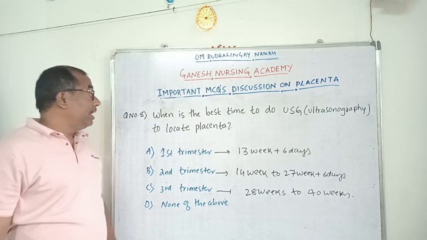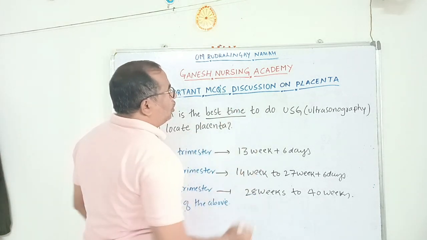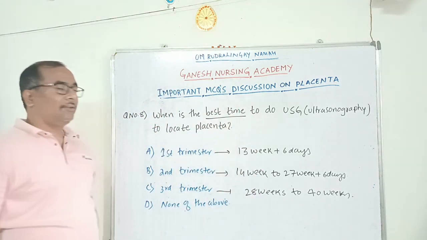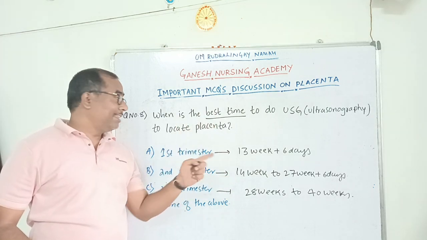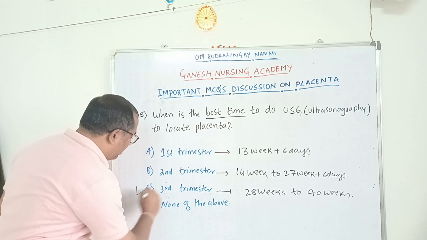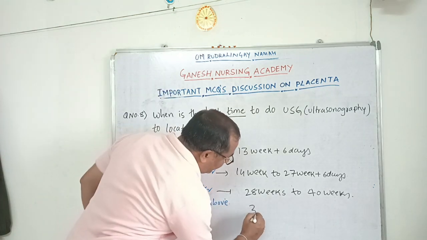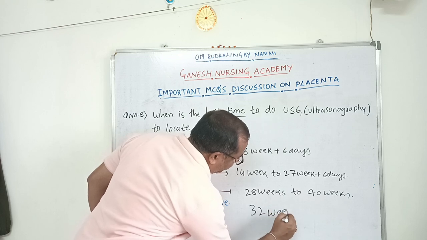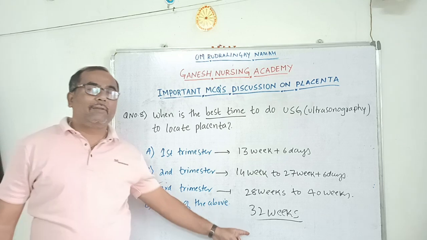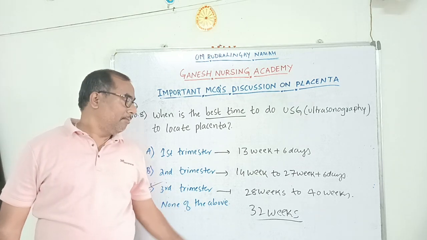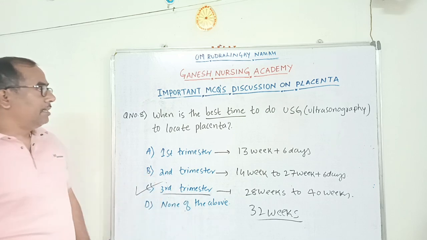Now they have asked, when is the best time to do ultrasonography to locate the placenta? The best time is in the third trimester, ideally 32 weeks. So 32 weeks is the best time when we can do the ultrasonography to look at the placenta. So option C, the third trimester, is the correct answer here.